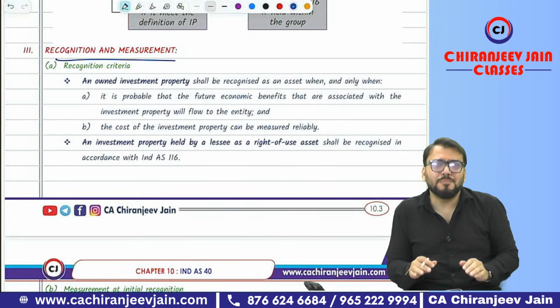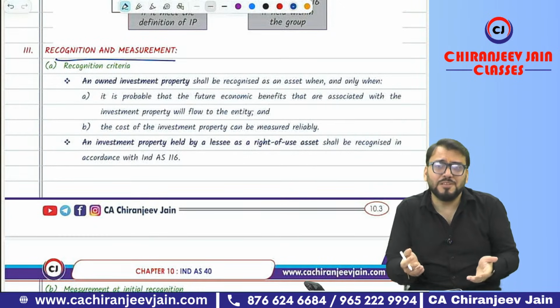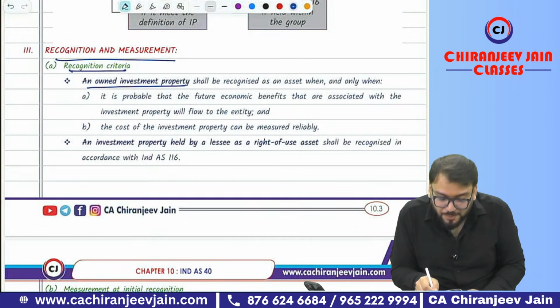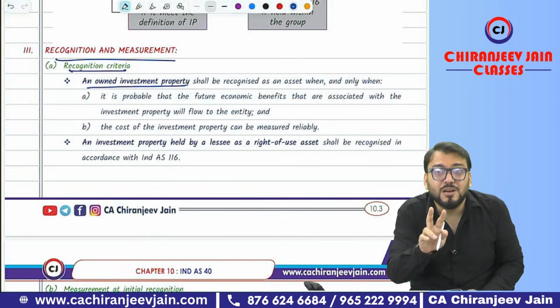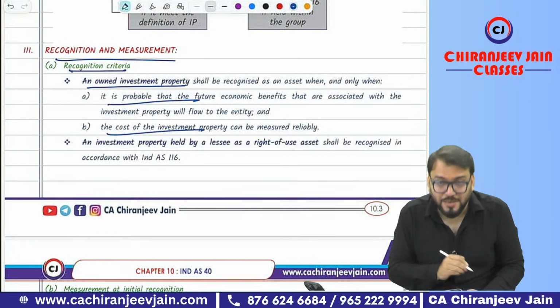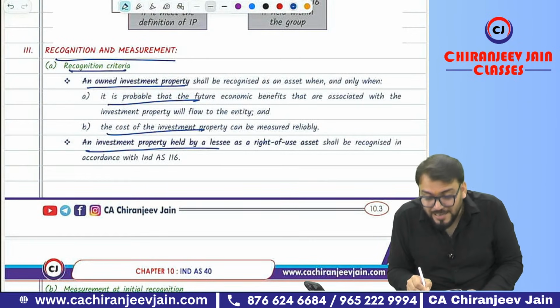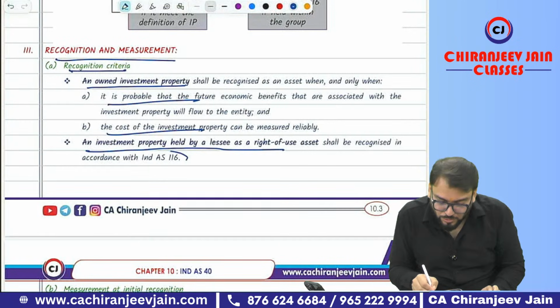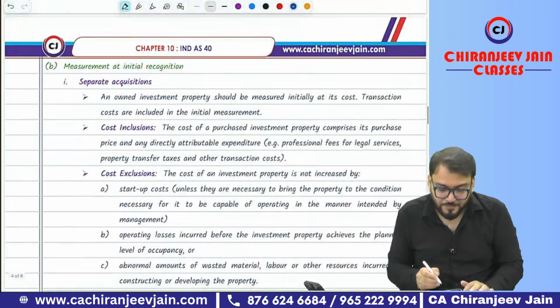Recognition and measurement. I will not take much time because it is same to same whatever we have done under Ind AS 16. Recognition criteria: an owned investment property will be recognized only if two conditions are satisfied. It is probable that future economic benefit will flow to the entity and cost can be measured reliably. An investment property held by lessee as ROU asset will be recognized as per the principle of Ind AS 116.